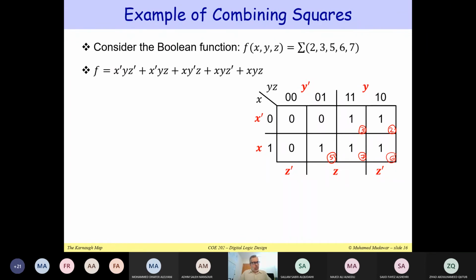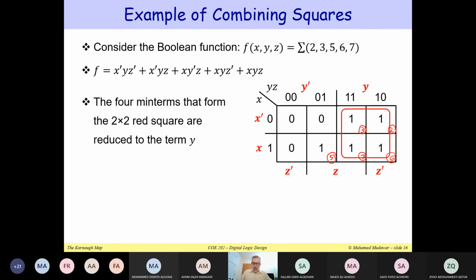Now, can you tell me which ones can be combined? Can we combine 4 adjacent squares? So we try to maximize the size of the box, how many squares can be combined together. Can I combine 4? Yes, you can. Okay, so you can see that visually from the Karnaugh map. This is the beauty of the Karnaugh map, that it can show you this very clearly. So you can combine these 4.